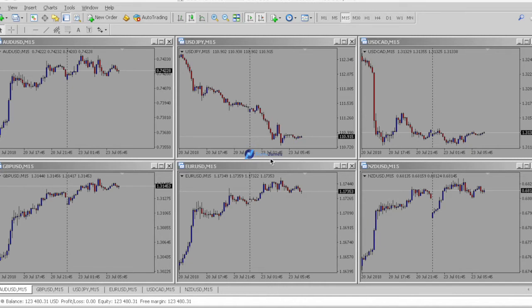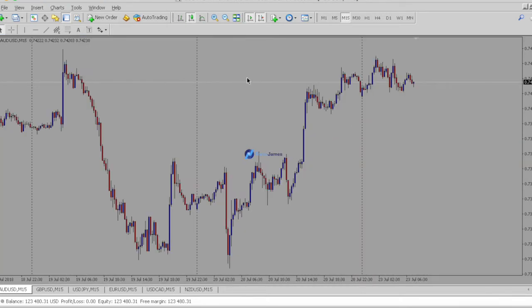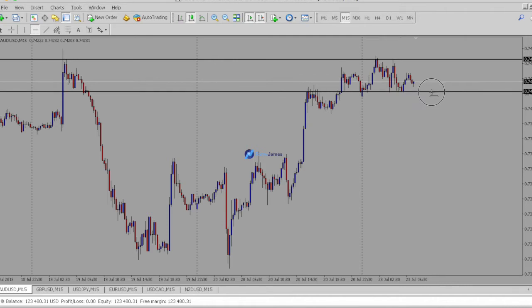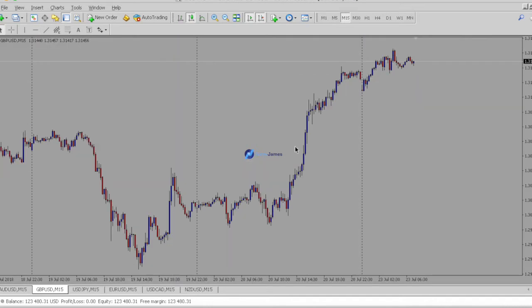We're currently about 2 hours before London Open, and some of the pairs here have already formed a range. Australian dollar, pound dollar is still trending from the previous move, so we'll wait and see here.